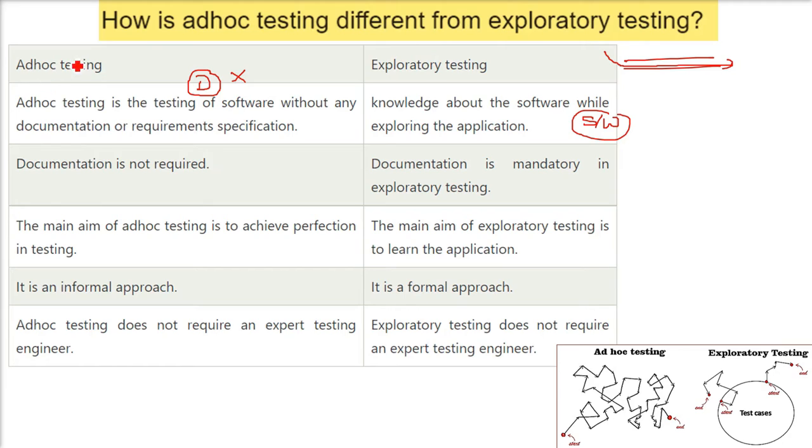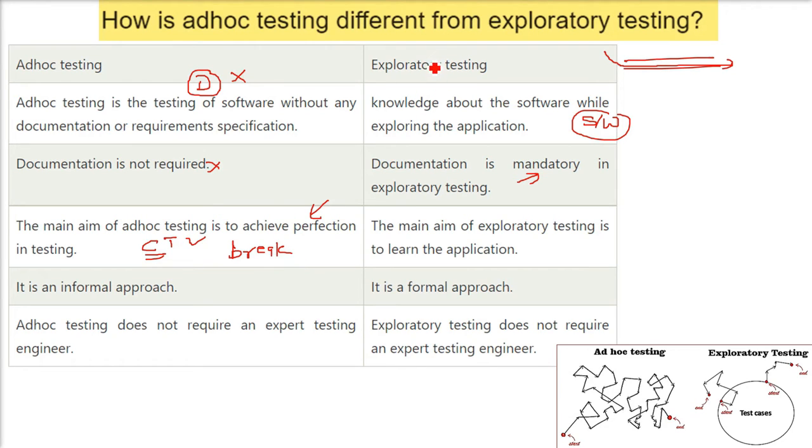For ad hoc testing, I told you that because it is informal, documentation is not required. In exploratory testing, documentation is mandatory. The main aim of ad hoc testing is to achieve perfection in testing, because all the other testing has already been done. Now you are doing everything to break the software. We do everything which is possible. We need to crash or break the software.